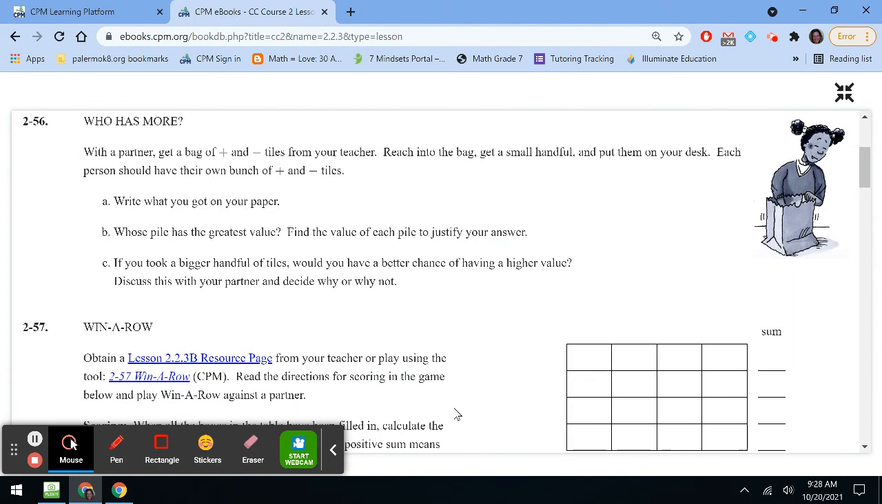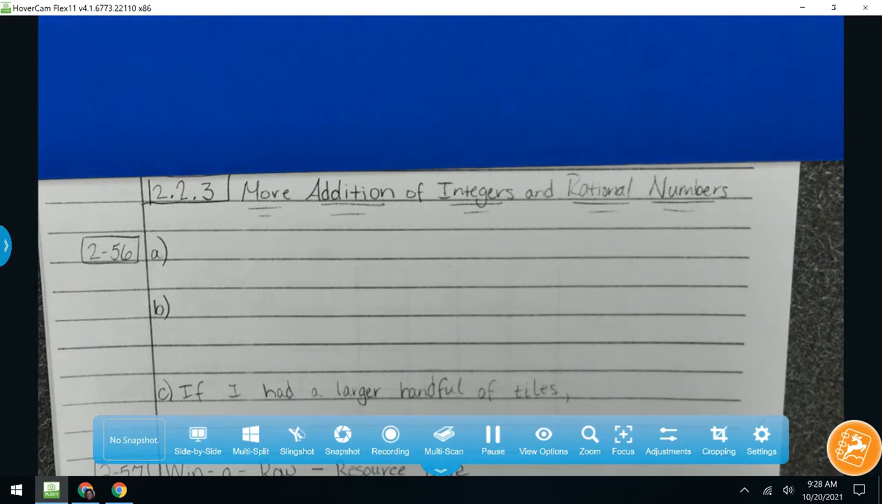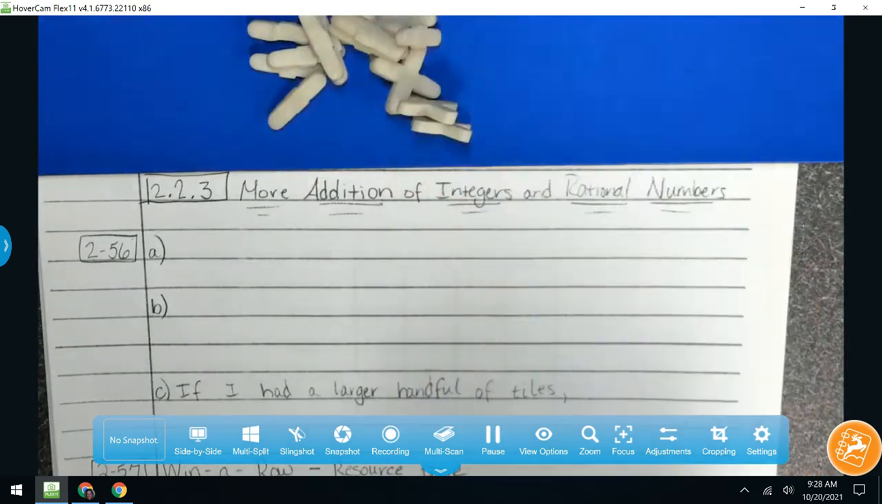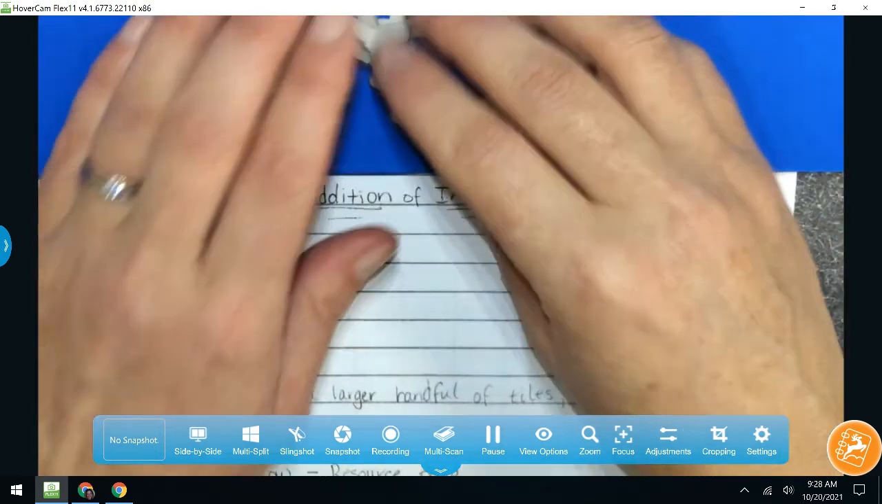Now, if you were in class, you would have gotten the integer tiles that I have, and you're going to see them under the document camera in just a moment. What I would instruct you to do is to reach in that bag, get out your own small bit of them, and then you would have them in front of you and you would compare with a partner. So the first part says to write what we have on our paper. So I'm going to go ahead and switch right here to my camera underneath, and I'm just going to reach into this bag and get out at random some integer tiles.